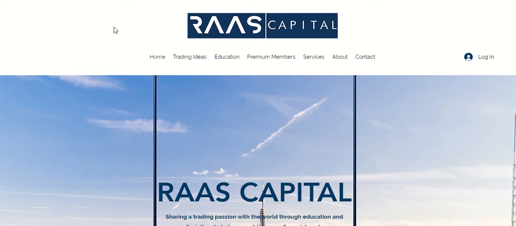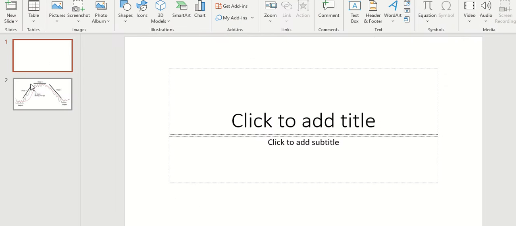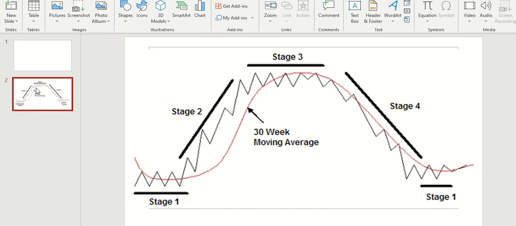Today we're covering stage analysis. So what is stage analysis? Stage analysis basically tells us the underlying behavior of an asset, any asset. But our approach is specific to stocks.